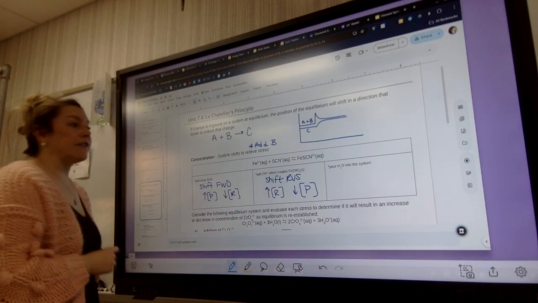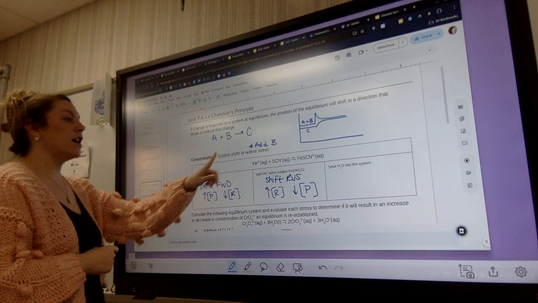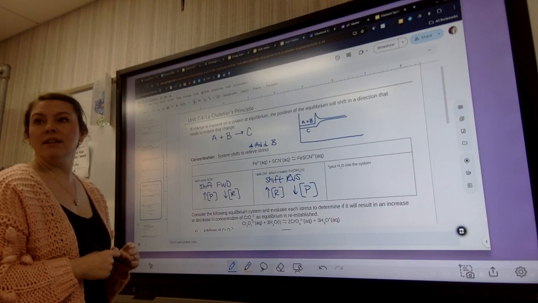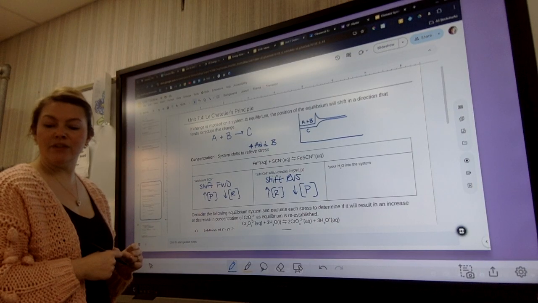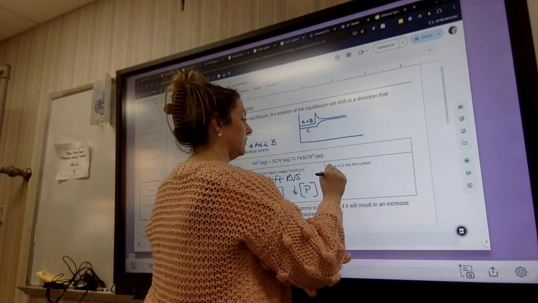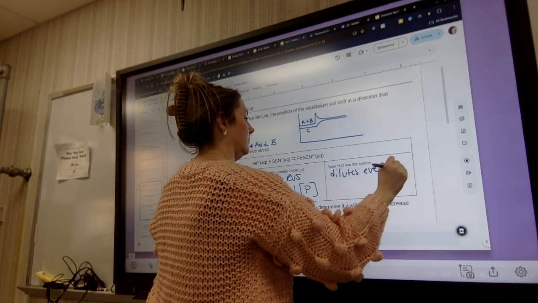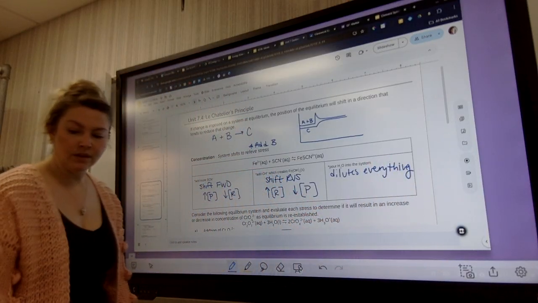Okay, if I pour water into the system, the concentration of all the species is going to decrease, right? But they're all going to decrease equally. So is there going to be any kind of shift? No. So it dilutes everything. Okay, so no shift.